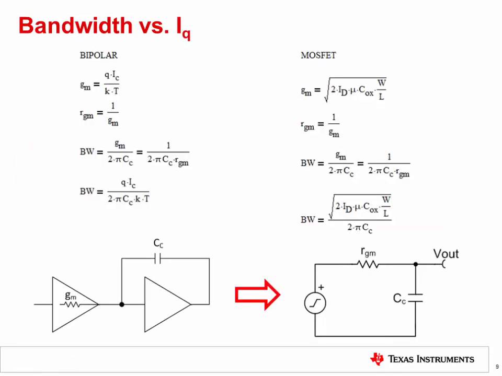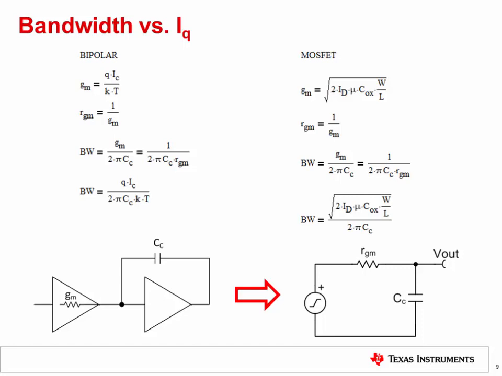So why are bandwidth and quiescent current directly related? Let's take a look at the physics relationships for both bipolar and CMOS transistors. Please note that it is not critical to get a deep understanding of the transistor theory to understand amplifier bandwidth. The point here is to show that there are underlying physics principles that relate amplifier bandwidth to quiescent current.